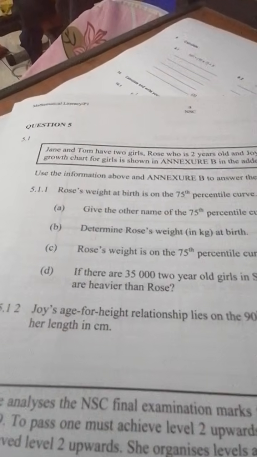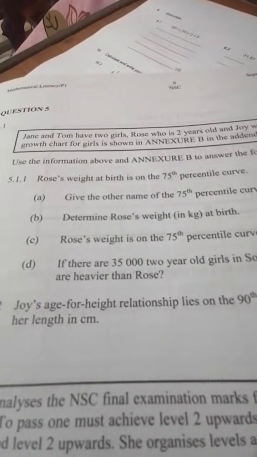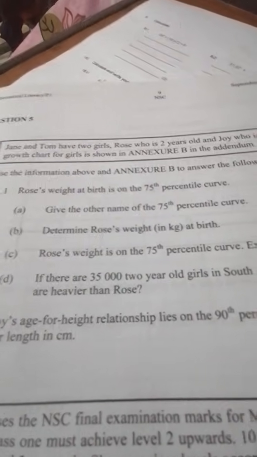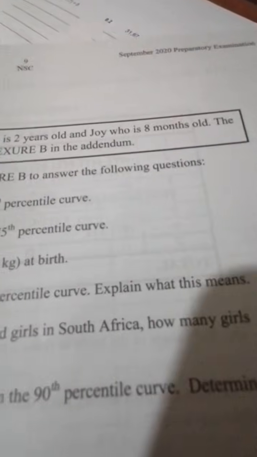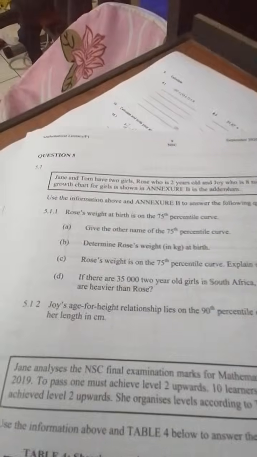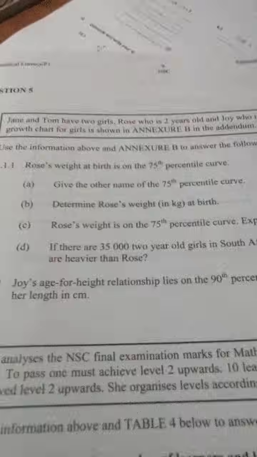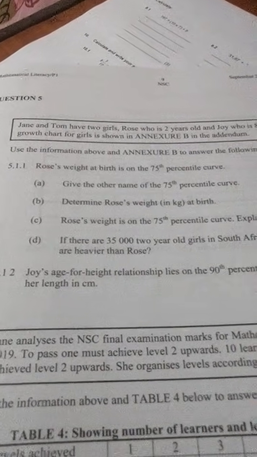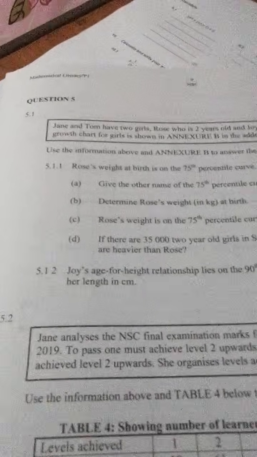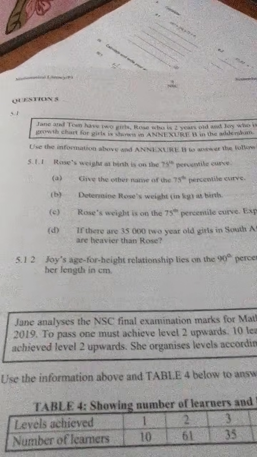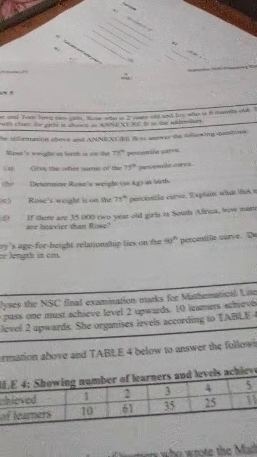Now I want us to look at the questions that were in your exam pertaining to question 5. Here are the questions. It says, Jane and Tom have 2 girls, Rose, who is 2 years old, and Joy, who is 8 months old. The growth chart for girls is shown in Annexure B in the addendum. Use the information above and the annexure to answer the following questions.